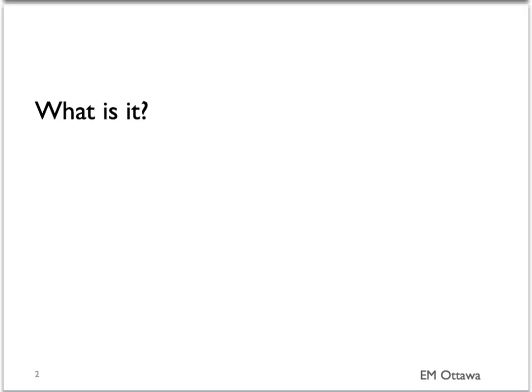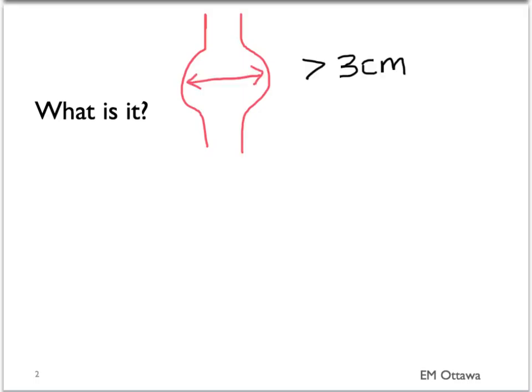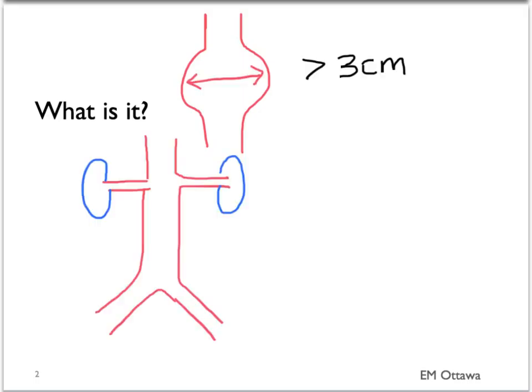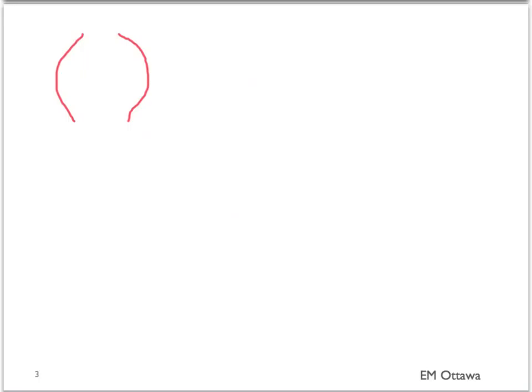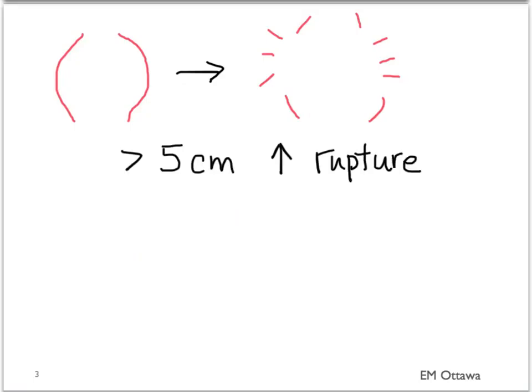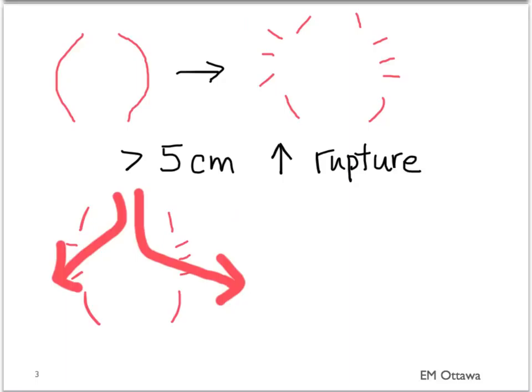AAA is defined as the dilatation in the abdominal aorta that's more than 3 centimeters. In terms of their location, most of them are found below the renal arteries and above the iliacs. As the AAA grows, it's more likely to rupture. The risk of rupture increases when the AAA is more than 5 cm in diameter. As it ruptures, the patient exsanguinates. Therefore, AAA is a must-not-miss diagnosis in the emergency department.